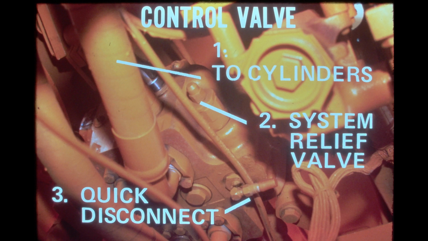This view is of the bottom of the main control valve. The system relief valve is mounted to the front side of the valve. A quick disconnect is provided on the valve to check the system relief setting. The 4 cylinder ports are located on the bottom of the valve. The 2 ports closest to the system relief valve are for the bucket cylinder, and the other 2 are for the boom cylinders.